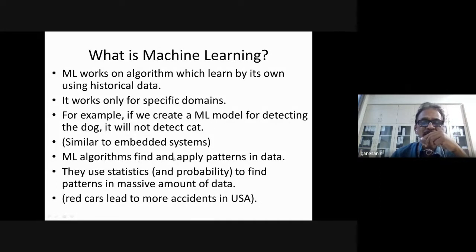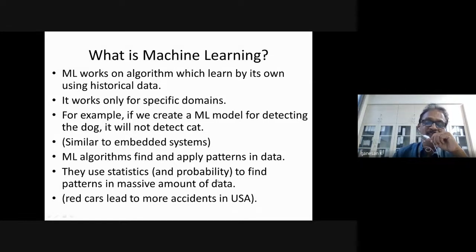Machine learning algorithms find and apply patterns in data. The purpose of a machine learning algorithm is to find some pattern that was not existing in your data, which you have never noticed. They use statistical techniques and probability to find patterns in a massive amount of data. One interesting application people have built using machine learning in the US is that they found that red color cars are making more accidents. In fact, they were surprised.